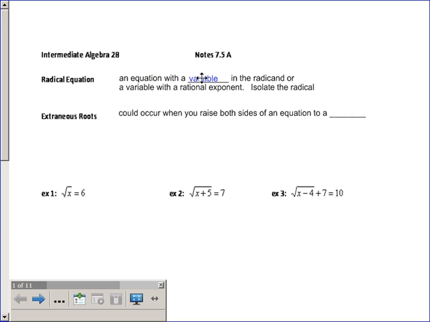And when we do these, sometimes we might get extraneous roots. That occurs when you raise both sides of the equation to a power. And we will learn what that means. And we'll highlight some steps once we start to some more difficult problems.